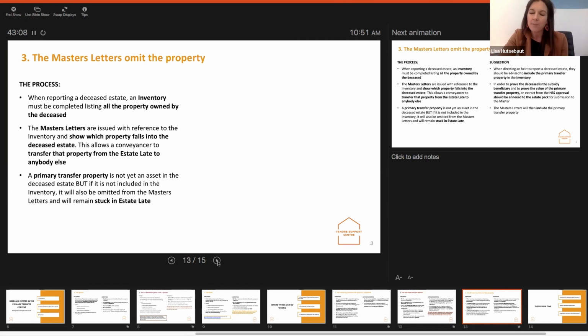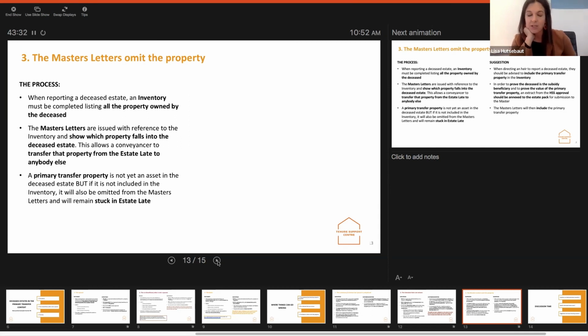Now, the problem with a primary transfer property is, of course, that the primary transfer is not yet in the name of the deceased. This is where we're stuck, and this is what we're trying to actually secure, which is transfer into the name of the estate. But if you don't include that property in the inventory, it's going to be omitted from the master's letters, and then it's going to be stuck in the estate forever.